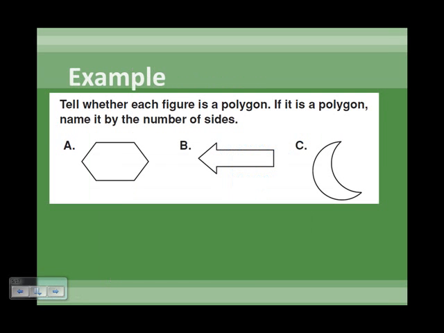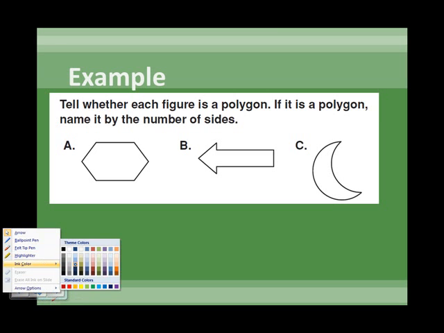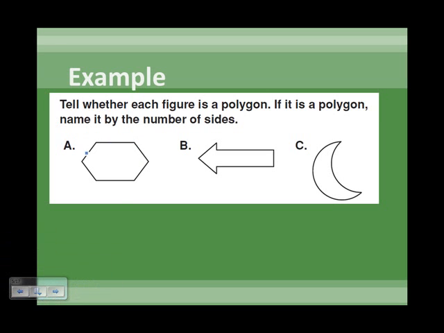Okay, so tell whether each figure is a polygon. If it is a polygon, name it by the number of sides. So remember, a polygon is formed by line segments. This is the closed plane figure formed by line segments, meaning at the vertices. And so I'm going to say, yeah, it definitely is a polygon, and it has 1, 2, 3, 4, 5, 6 sides. So that makes it a hexagon.